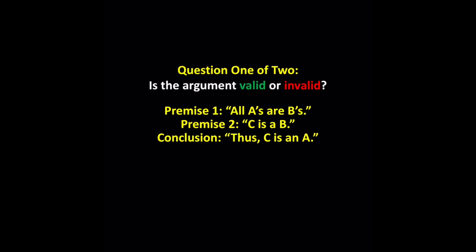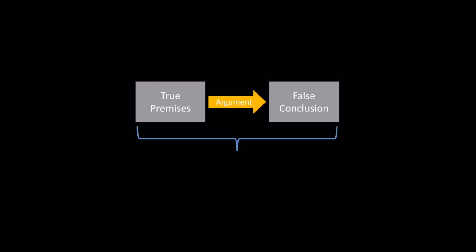Answer. Premise 1, all A's are B's. Premise 2, C is a B. Conclusion, thus C is an A. In fact, this argument is invalid. And here is one way to think about invalidity. Let's say we start with all true premises, and then through an argument nevertheless reach a false conclusion. This implies that the argument must in fact be invalid. So we can show invalidity by counterexample.